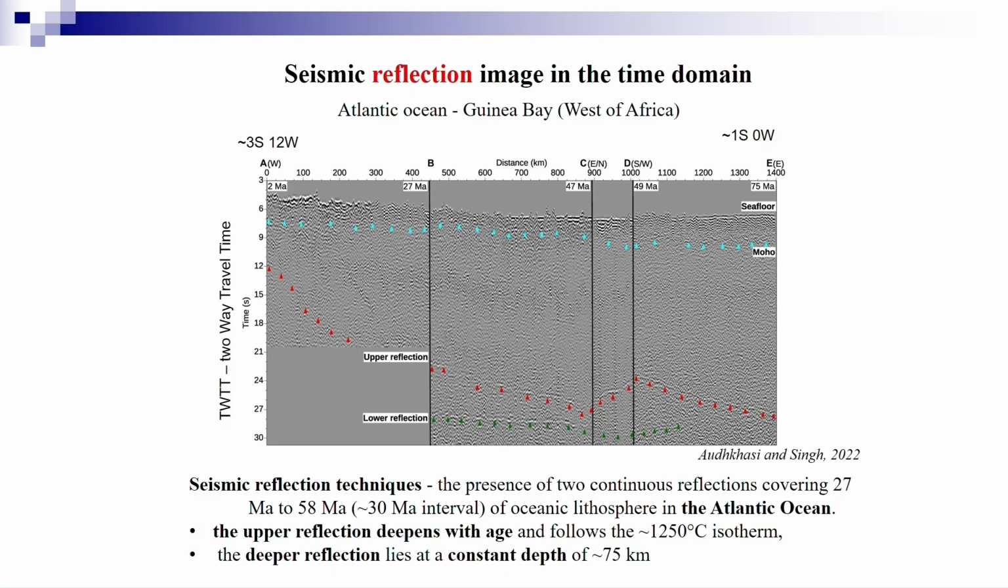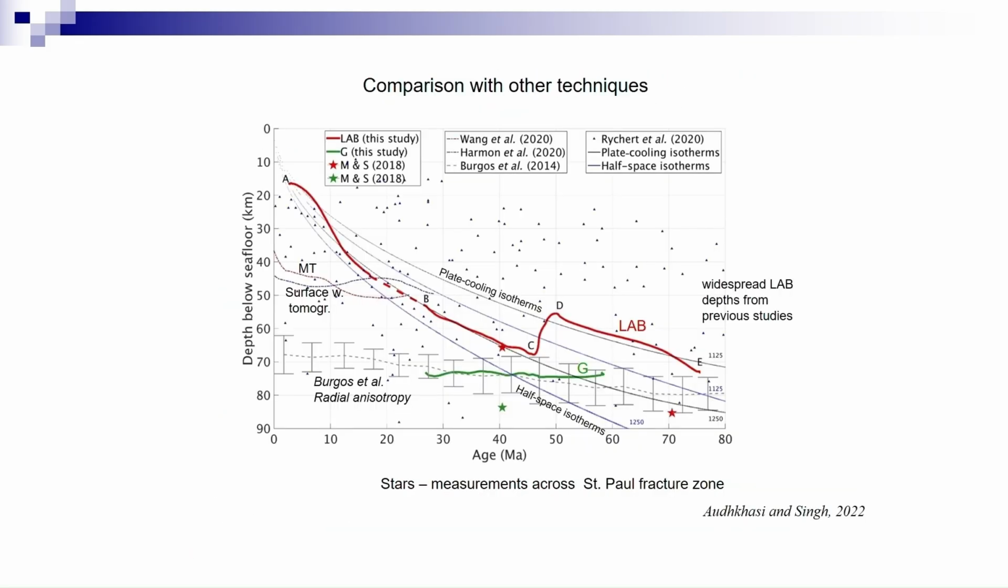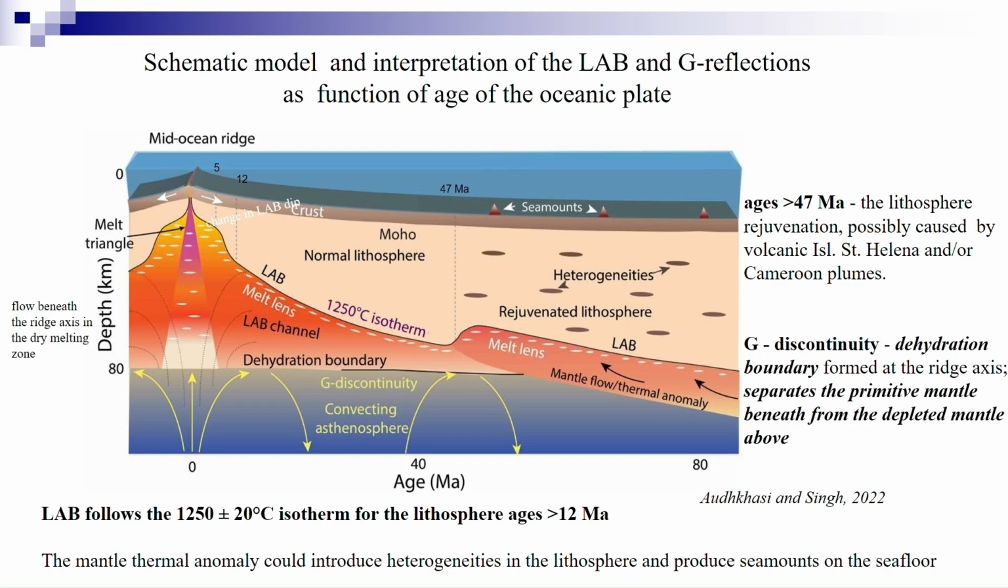The authors attribute the shallowing LAB of the older Atlantic lithosphere further to the east in the Guinea Bay to lithosphere rejuvenation, possibly caused by the volcanic islands St. Helena or the Cameroon plume. The depth-invariable reflector, green, follows the LAB depths derived from radial anisotropy of surface waves, while the trend of the shallower interface, red, follows the thermal models.